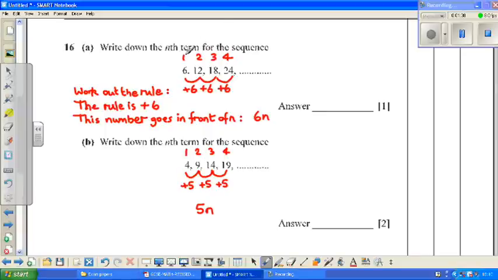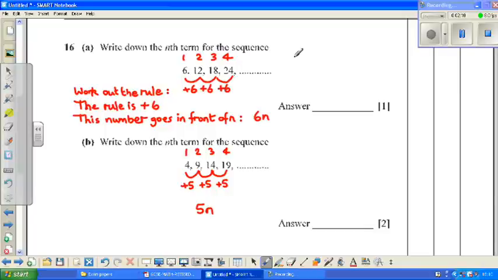So if n is equal to 1, I'm going to put the number 1 in instead of n, so it's 6 times 1, which is 6, and that's correct. The first term of the sequence is 6, so 6n is correct. If n is equal to 2 for the second term of the sequence, I'm going to substitute the number 2 instead of n, so 6 times n becomes 6 times 2, which is 12, and that's correct also. So we've worked out that the formula for the nth term of this sequence is 6n. So 6 3s are 18, 6 4s are 24.